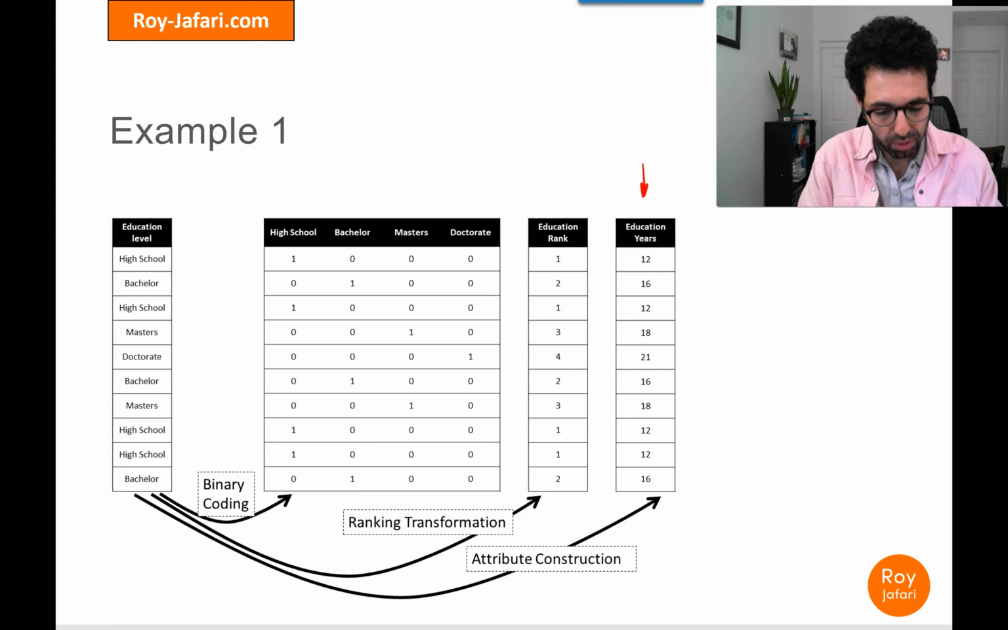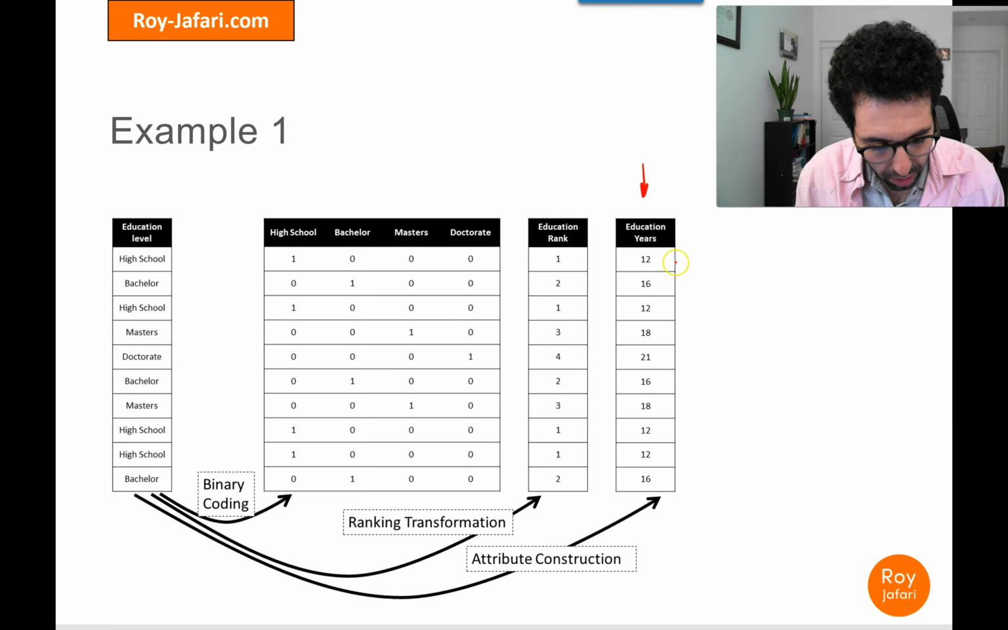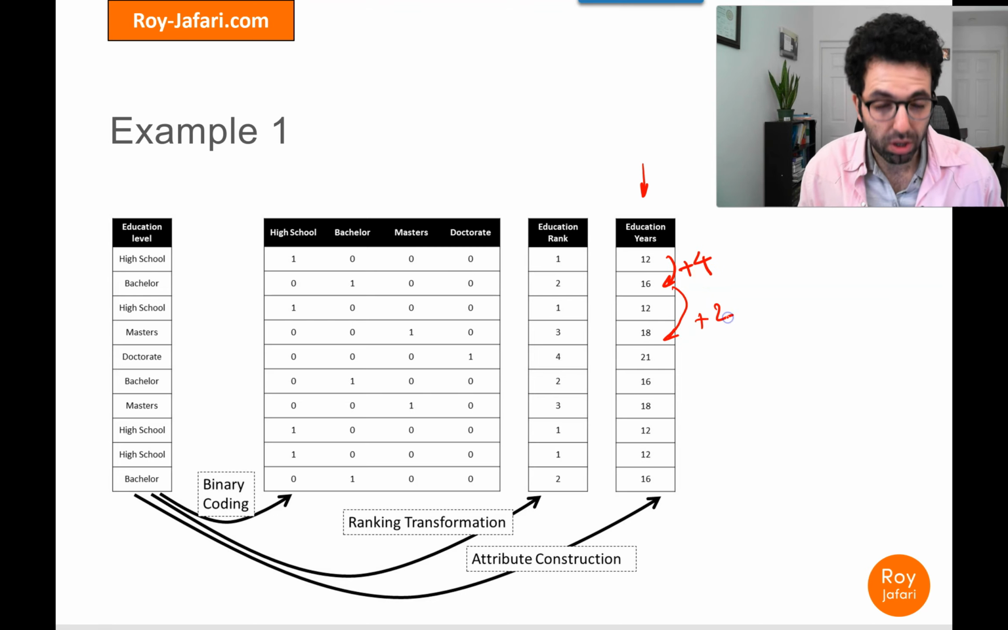Now we can see, for instance, the difference between high school and bachelor is plus 4 years, or the difference between bachelor and master is plus 2 years, and so on and so forth. So there is a more reasonable relationship between the possibilities of the ordinal attribute after being transformed.